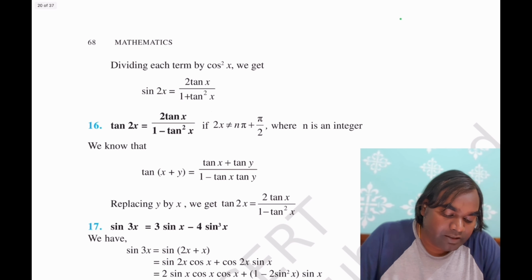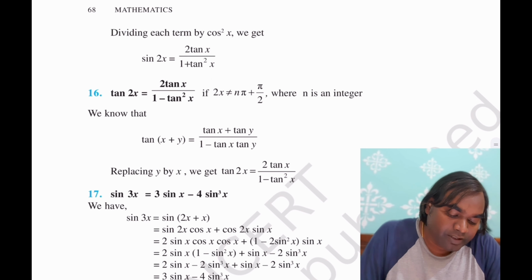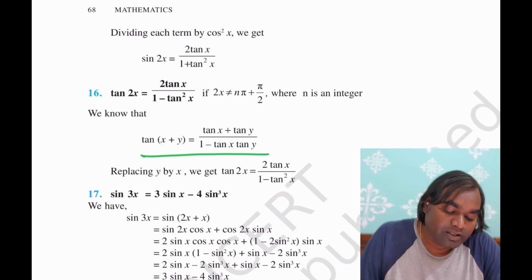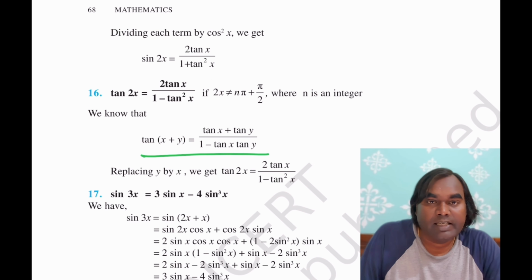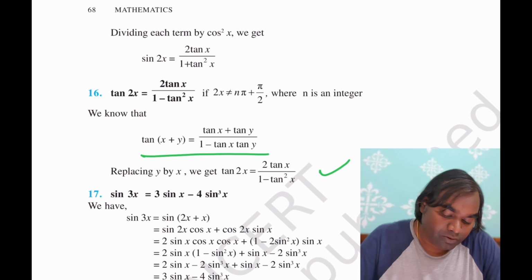Similarly, we can get tan 2x is equal to 2 tan x divided by 1 minus tan square x. We know the relation tan(x+y) is equal to (tan x plus tan y) divided by (1 minus tan x tan y). So replace y by x, we will get tan 2x is equal to 2 tan x divided by 1 minus tan square x.